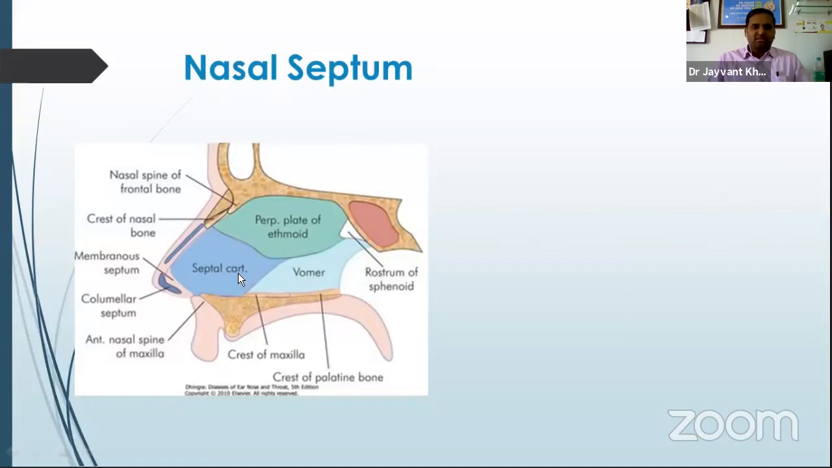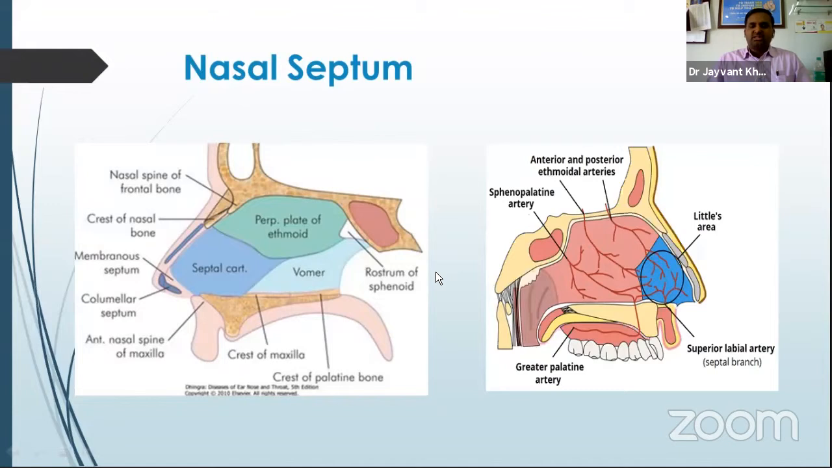Again, I will revise you. Columnar septum, first part; membranous septum, second part; and septum proper. It consists of the perpendicular plate of ethmoid, vomer bone, and septal cartilage. Okay. Then Little's area.